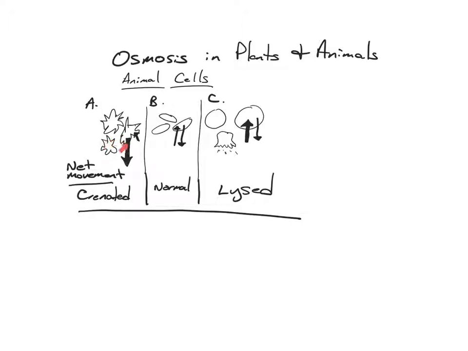So the net movement here is into or out of the cell. So what is this extracellular fluid? What's this fluid outside? Is it higher or lower in solute? Higher in solute, because water flows to where the solute's the highest. And since it's higher in solute, we call it hypertonic.